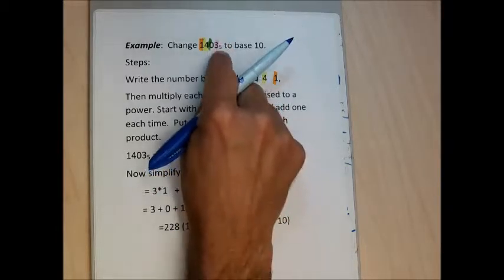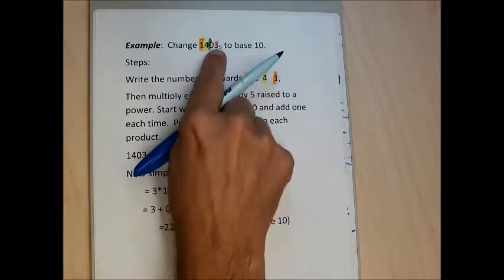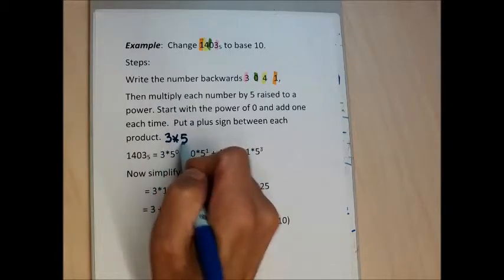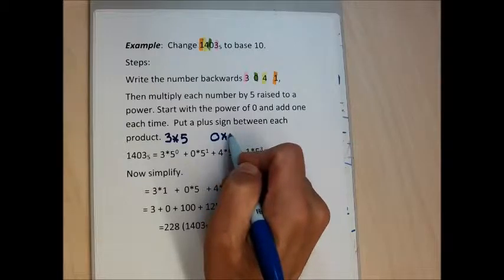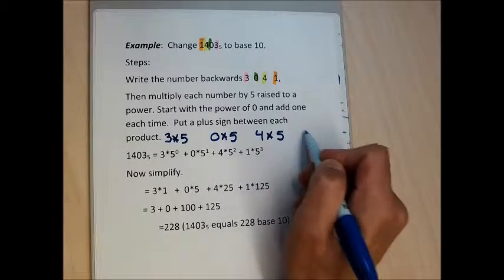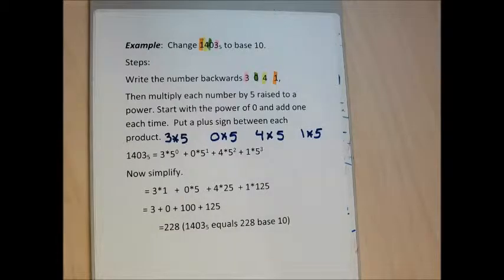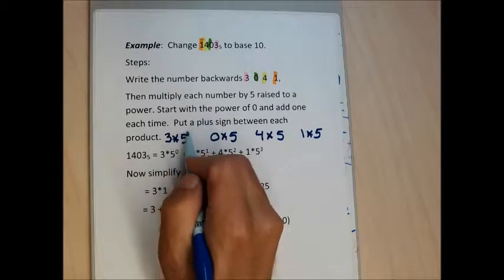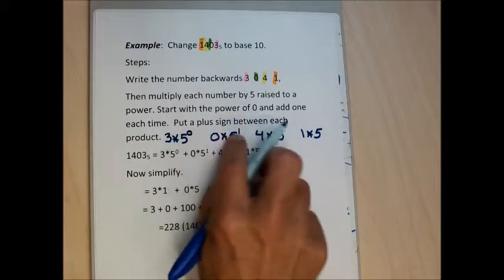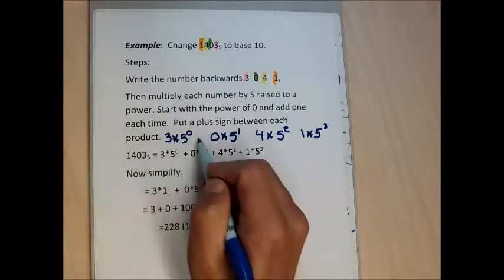Then I looked at the base 5 and took each of these numbers, 3, 0, 4, and 1, which is the number written backwards, and I multiplied each by a power of 5. The 3 I multiplied by a power of 5, the 0, the 4, and the 1 as well. The power of 5 I multiply by starts at 0 for the first, and then each subsequent one I add 1, so I went from 0 to 1 to 2 to 3. And then these individual products I need to add together.